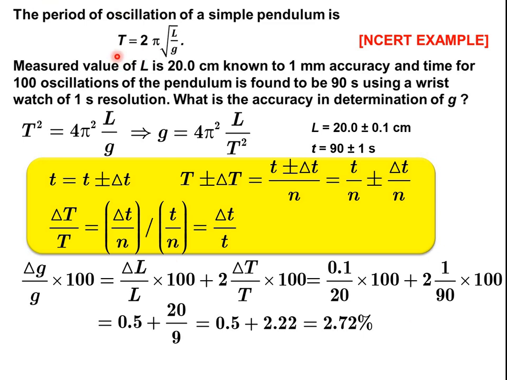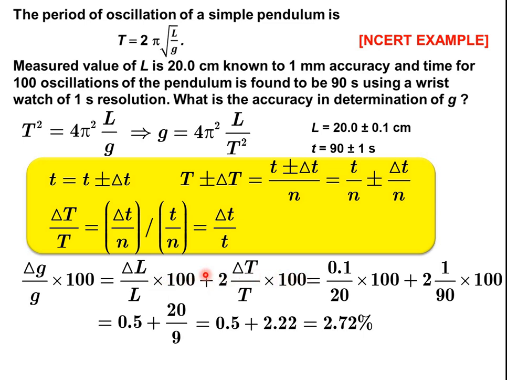Again, once time period T equals 2 pi root L by G, we need value of G, error in G. Squaring, T square equals 4 pi square L by G, G on left hand side, T square on right hand side. 4 pi square is a constant, no error in it. So delta G by G into 100 equals delta L by L into 100 plus 2 times delta T by T into 100. Repeatedly told that errors are only added.